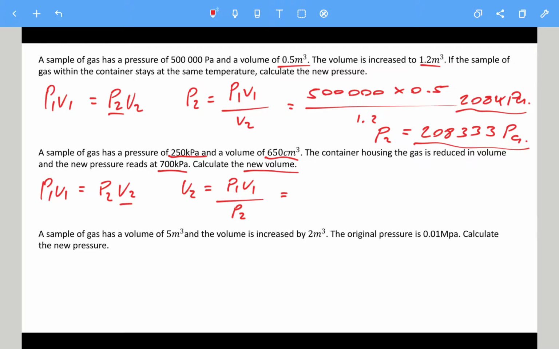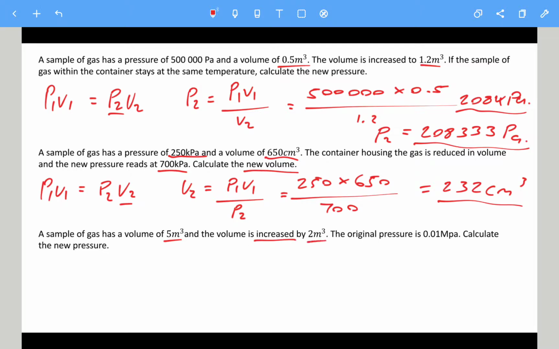So pressure 1 is 250 kilopascals times volume 1 of 650 centimeters cubed divided by pressure 2, which is 700. So you put that in your calculator. That gives us 232 centimeters cubed. Right, and the next one. So a sample of gas has a volume of 5 meters cubed and the volume is increased by 2 meters cubed. So that means our second volume, V2, is going to be 5 plus 2, which is 7 cubic meters.